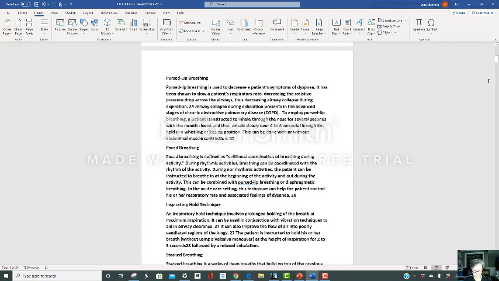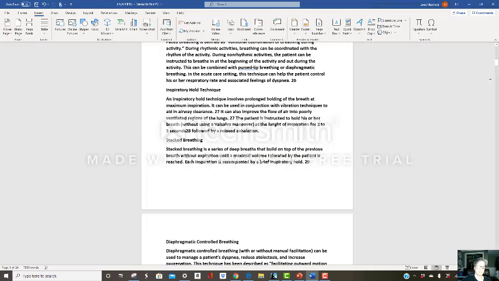Inspiratory hold technique. An inspiratory hold technique involves prolonged holding of the breath at maximum inspiration. It can be used in conjunction with vibration techniques to aid in airway clearance. It can also improve the flow of air into poorly ventilated regions of the lungs. The patient is instructed to hold his or her breath without using a Valsalva maneuver at the height of inspiration for 2 to 3 seconds, followed by a relaxed exhalation.